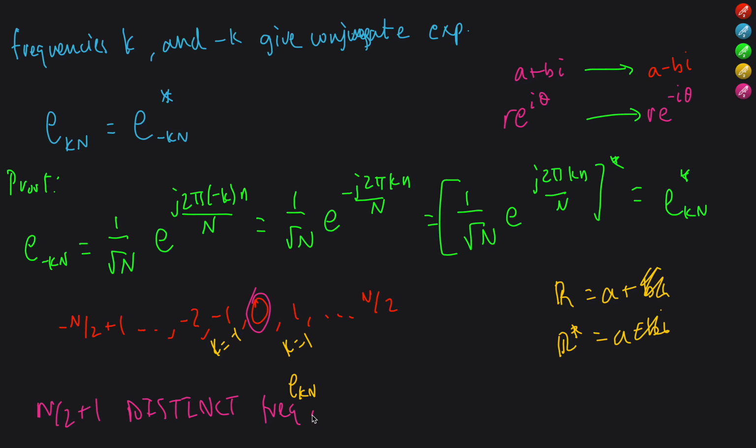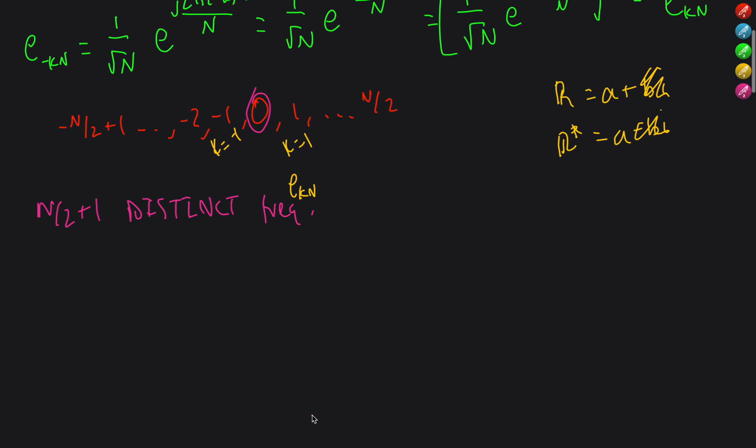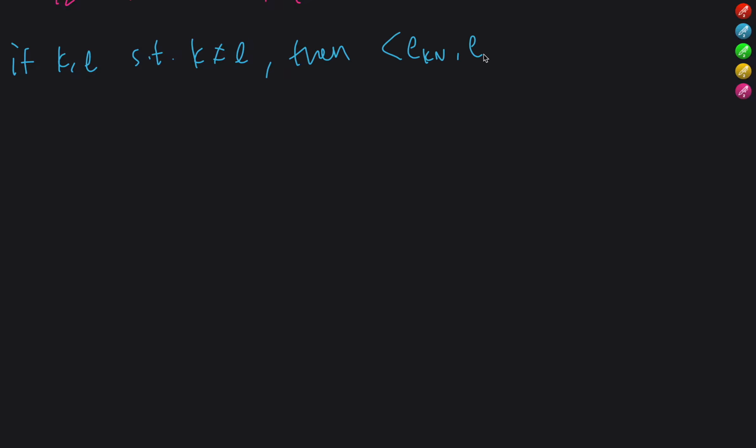Okay. All right. So that's good to know. Now, what is the point of all of this complex exponential stuff? Well, it's this idea that if you have two frequencies k and l, such that k is not equal to l, then I'm going to claim that e_k[n] and e_l[n], their inner product is 0.